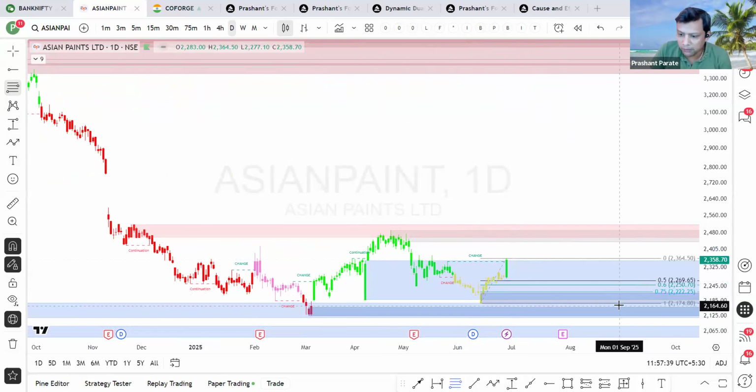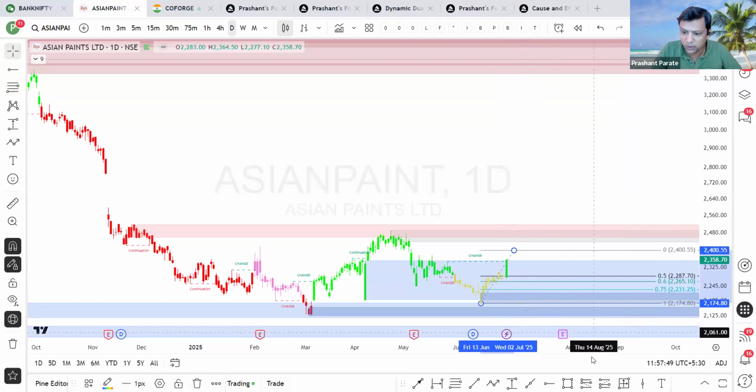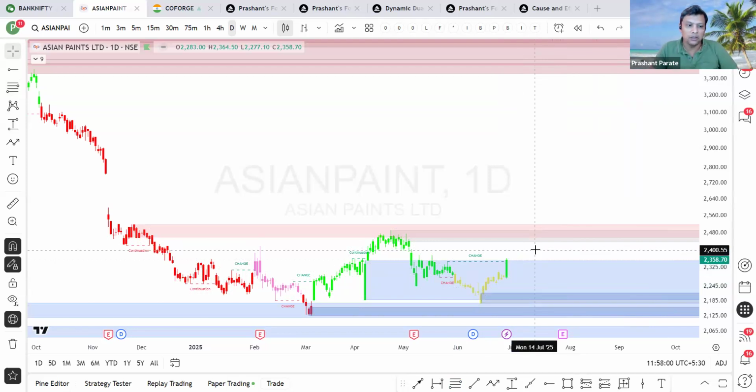Today, your important level is 2269.65, meaning 2270. If price comes to that, then good. If tomorrow price closes higher, suppose it closes at 2400, then your retracement level will change and it will be plotted like this. And if it comes down, then you can buy. So every day you have to check and place your alerts.